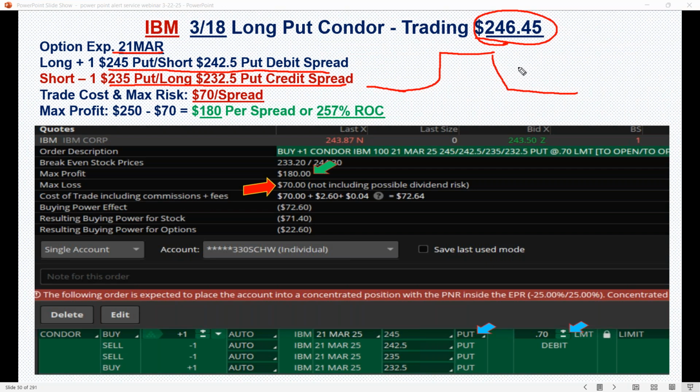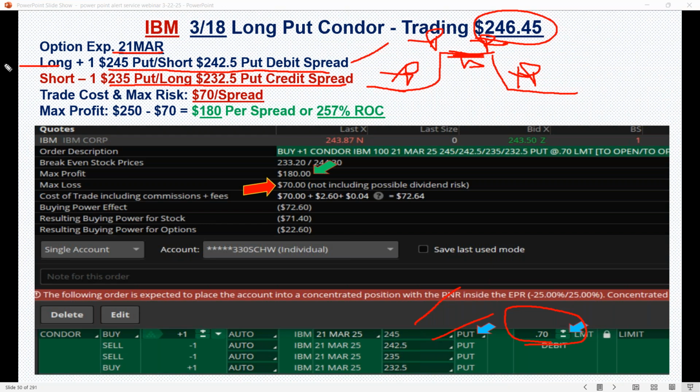Yeah, so on this one, we had a long put debit spread. See this? Long put debit spread right there. Long the put, short the put. So long the 245 put, short the 242 and a half. And then we had the short put credit spread, short the 235, long the 232. If it goes out in here, max profit, super low risk. Look at our risk, 70 cents, $70. All right, so here's the trade, 245, 242 and a half, et cetera.